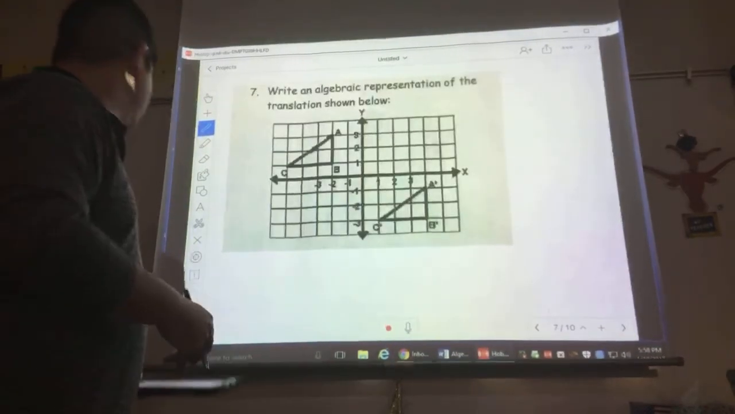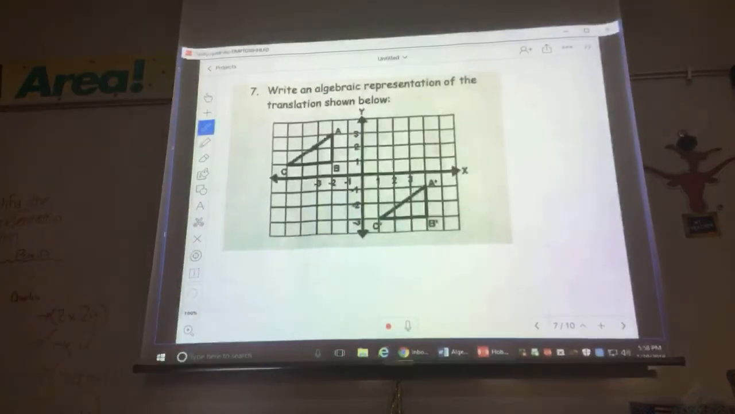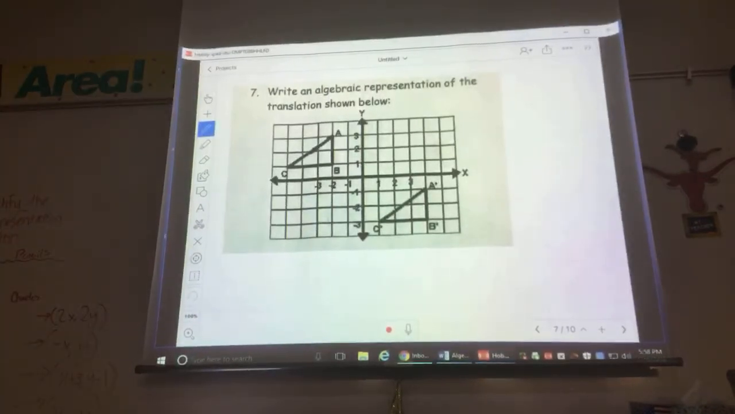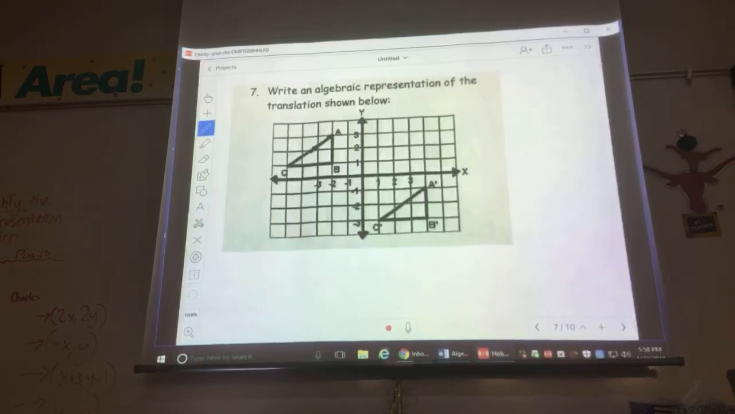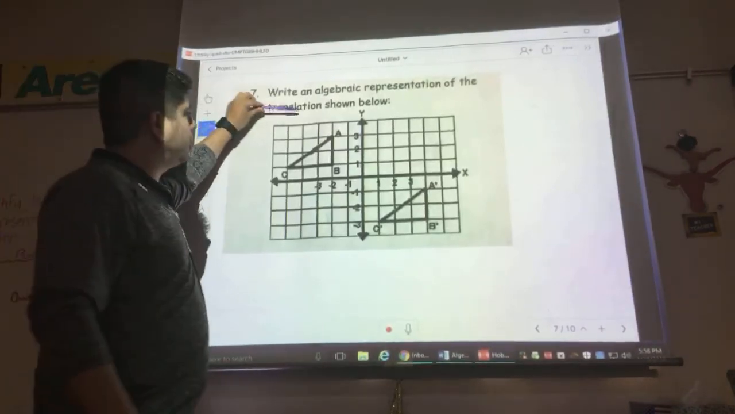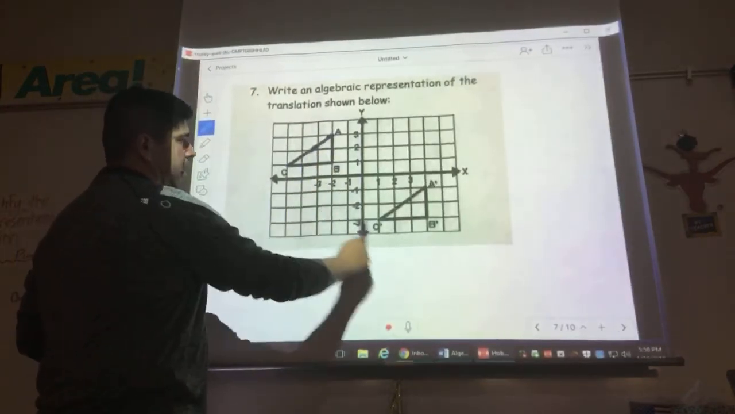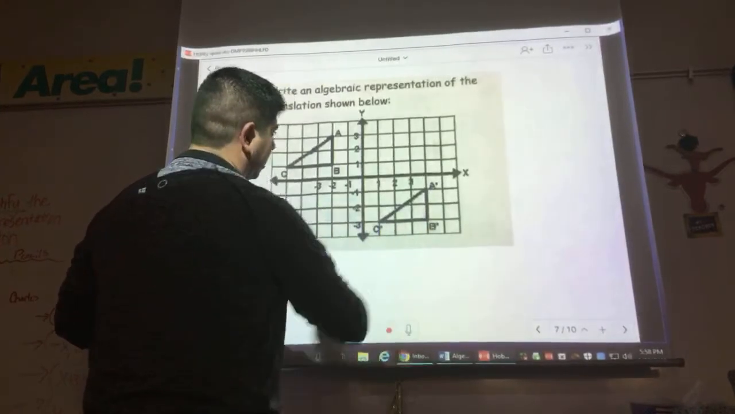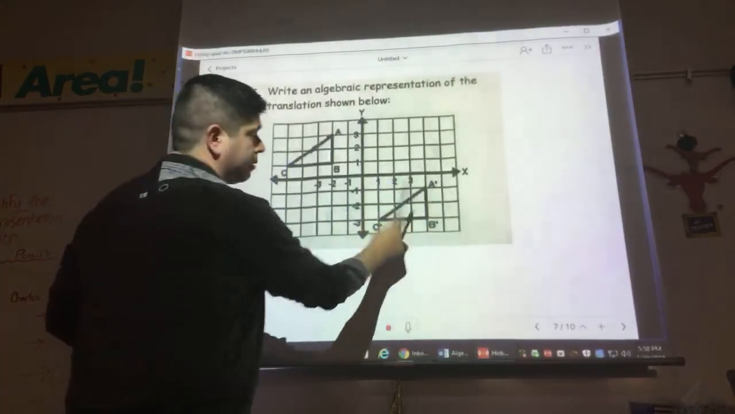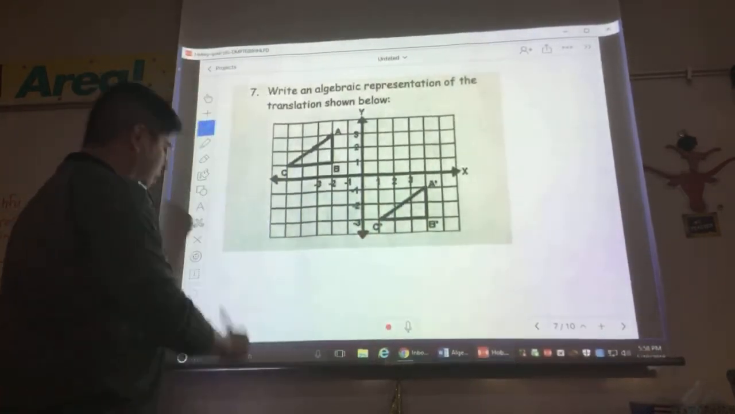All right, number 7. It says write an algebraic representation of the translation shown below. Okay, so here I've got this triangle and it's ABC. I've got this triangle and it's A prime, B prime, and C prime. So we know by now that this is my new image. Okay, so this is a translation.